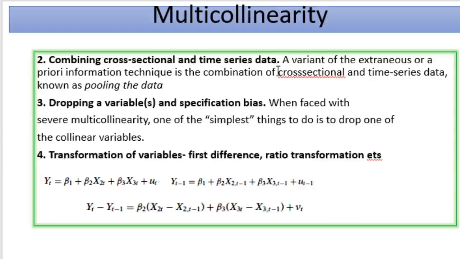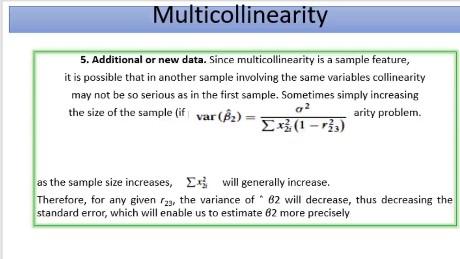Second one, we can combine the cross-section and time series data, that is, we can use the panel data, or by pooling the data we can solve the problem. Then next one is dropping the variable and specification bias, that is, if we find that one variable is collinear, drop that variable, then we can solve the problem. Then transformation of variables, that we have already seen. The first difference, ratio transformation, etc., can be used for solving the multicollinearity problem.